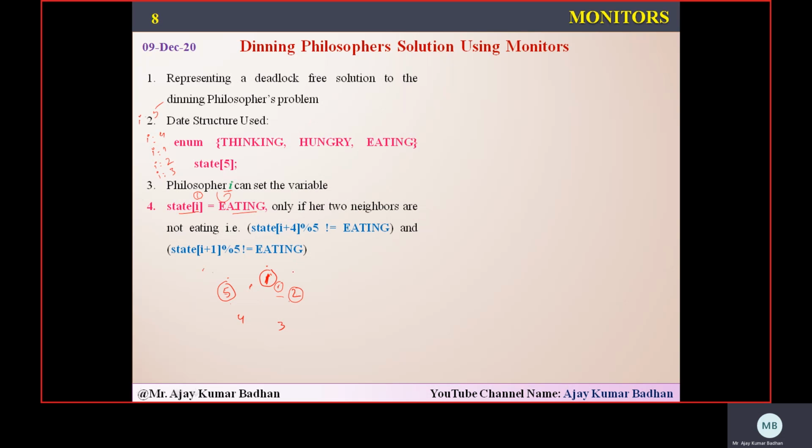Okay, I will show you. What is the philosopher we have selected? 1, right? I am talking about philosopher 1. So i value is 1. Now see here. i value is 1 means state of (1 plus 4) % 5 is not equal to eating, and state of (1 plus 1) % 5 is not equal to eating. Means second philosopher should not eat, fifth. Now, are we getting it or not? Please see here. 4 plus 1 is 5.